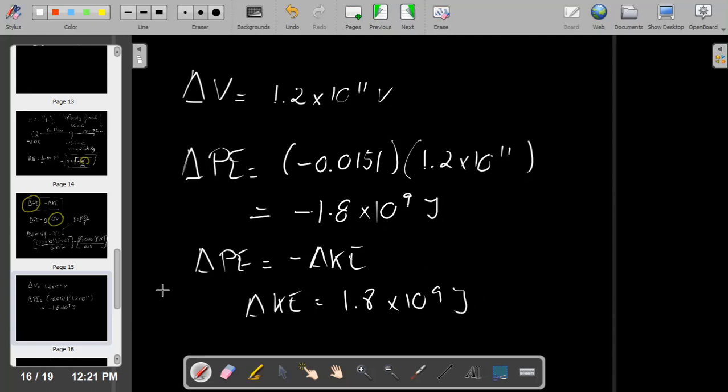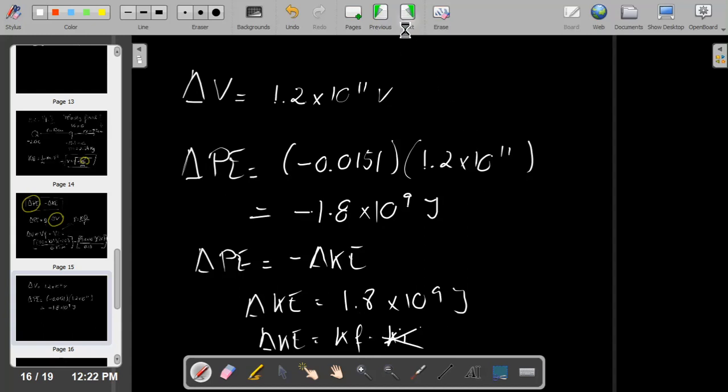Are we done? Now remember that a change in kinetic energy just means kinetic energy final minus kinetic energy initial. But the kinetic energy initial was at rest. That means that our velocity initial was 0, so this can be disregarded. Our kinetic energy final will give us the velocity, and we just have to equate it to this value right here.